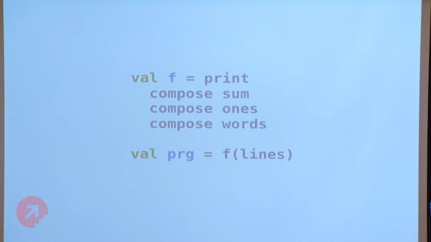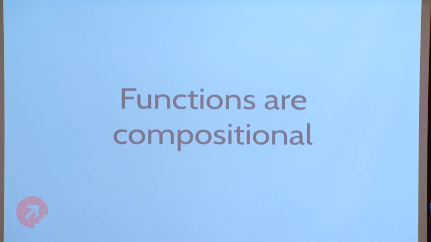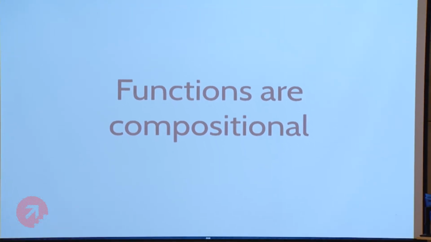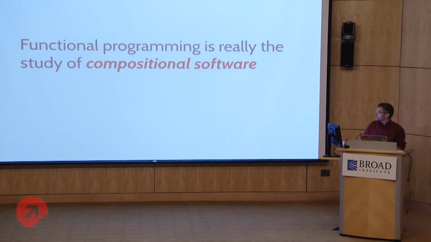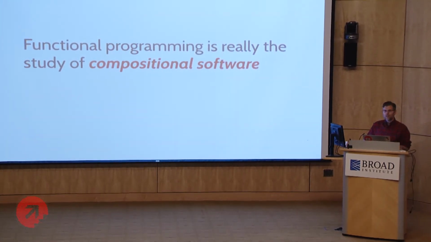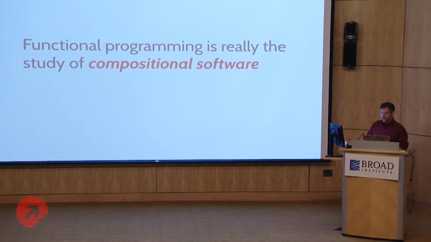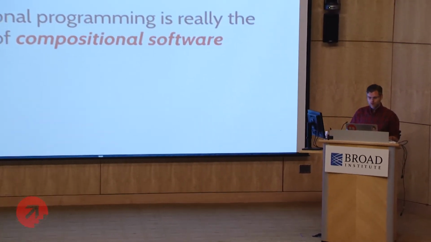All right, so I've written that here explicitly, that the function f, which is my program, is just f applied to the lines, and the function f is just print composed with sum, composed with ones, composed with words. Cool? So this works because functions are compositional. And I want to say that functional programming is really the study of compositional software. It's really taking the idea of compositionality seriously, and taking that to its logical conclusion, taking it all the way to the end.